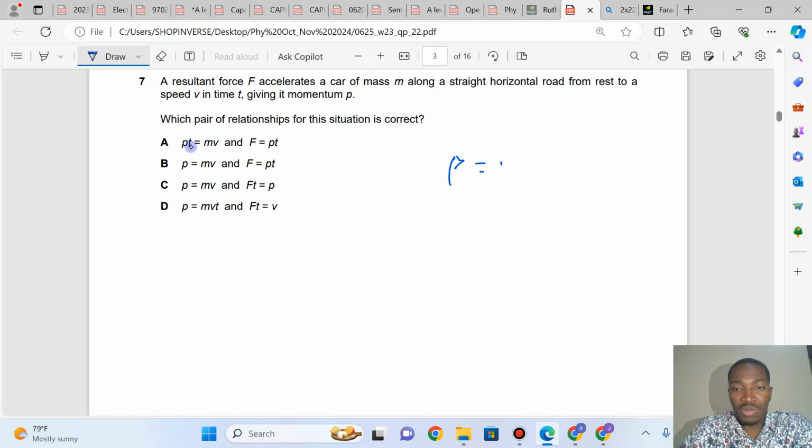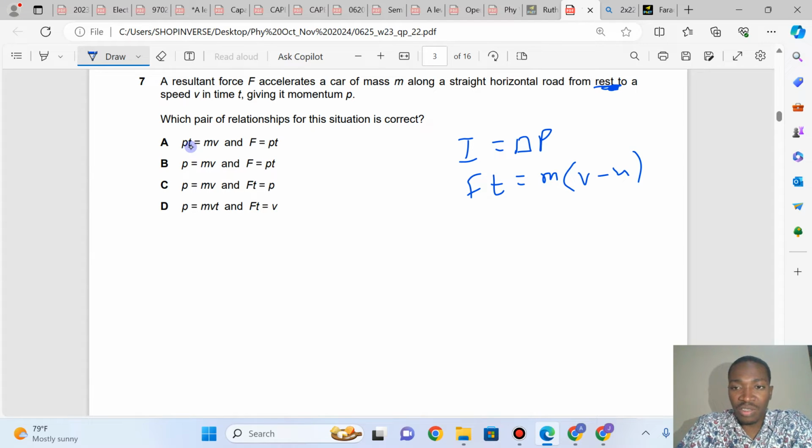Impulse, the symbol for impulse is I. Impulse equals change in momentum, okay? And the formula for impulse is force times time. Change in momentum is mass times v minus u. Since initial velocity u is 0, ideally the formula is v minus u, but since u is 0, it's not necessary to put it in the equation. So Ft equals mv.